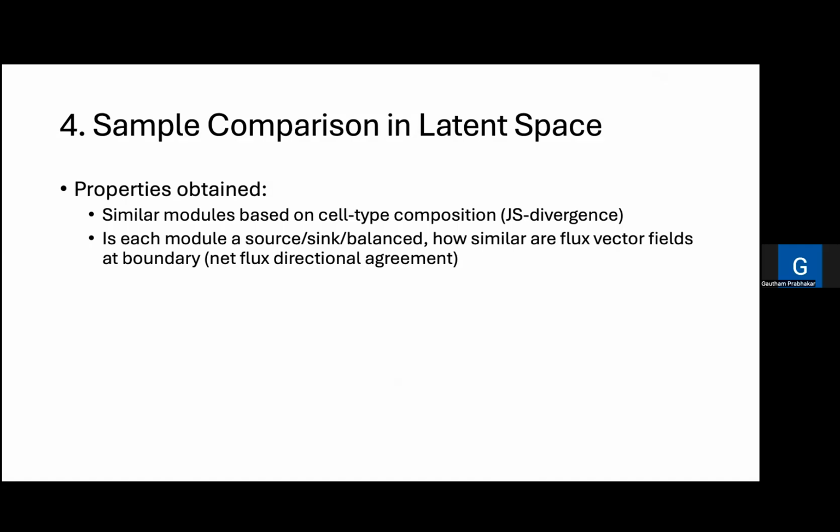From each of these tissues, we obtain similar modules based on cell type composition. So let's say different modules have X percentage fibroblasts, X percentage basal cells. Another module will have similar normalized percentages, and we can use those as a metric of comparison. They have similar cell types. How did their communication differ, and so on and so forth. And then for each module from the flux vector fields: is it a source? Is it a sink? Or is it more balanced? Does it receive more signal? Does it send out more for each pathway?